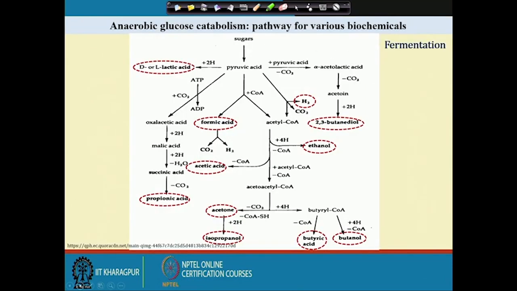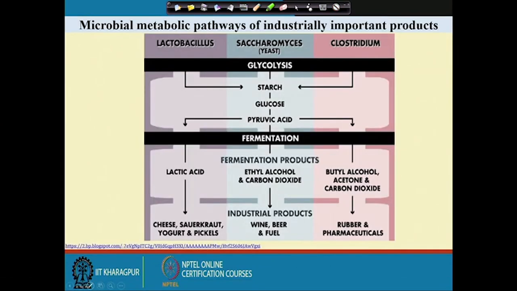Then from other anaerobic fermentation processes, we get various chemicals. We can get propionic acid, isopropanol, butyric acid, butanol, and ethanol, which nowadays plays a very important role as a source of energy. Particularly, lactic acid is largely used for food preservation. It is used in the food and pharmaceutical industries, and polylactic acid is used for therapeutic purposes.